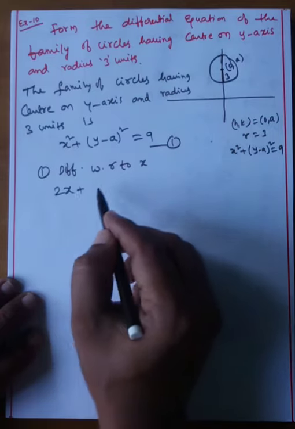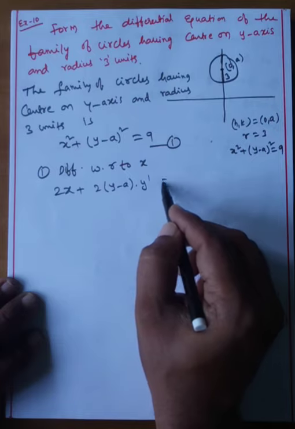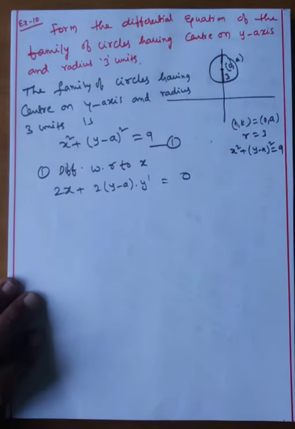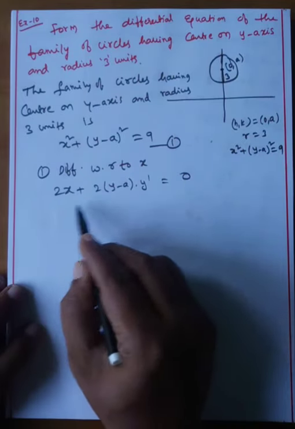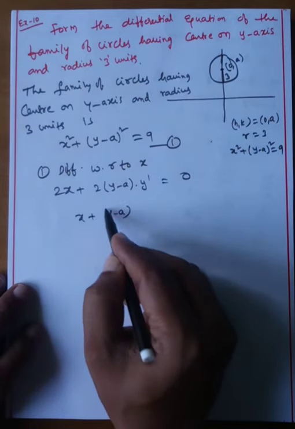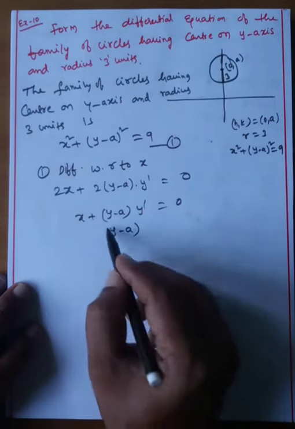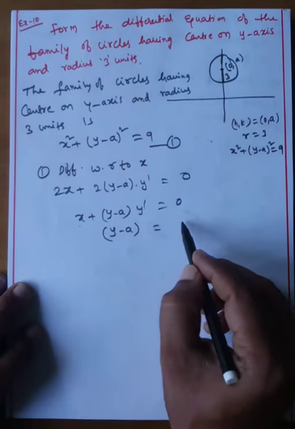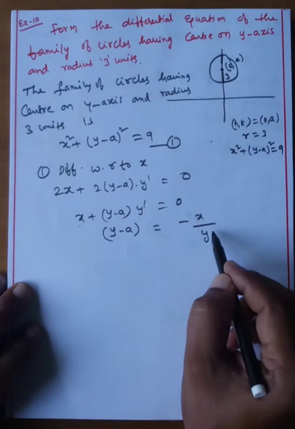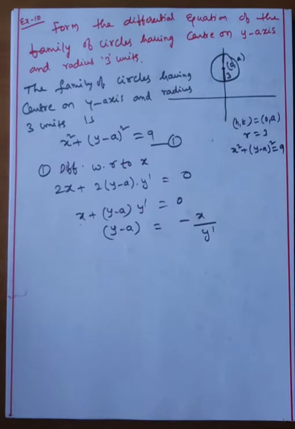2x plus 2 into (y minus a) into y dash is equal to 0. From this, we will find y minus a. Taking 2 common: x plus (y minus a) into y dash is equal to 0. My dear students, from this, y minus a is equal to minus x by y dash. I hope that you understood or not? Yes, minus x by y dash.